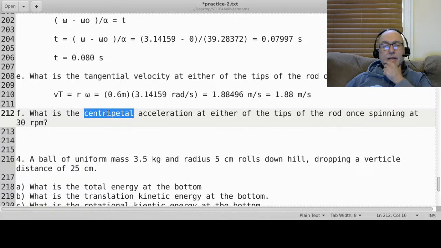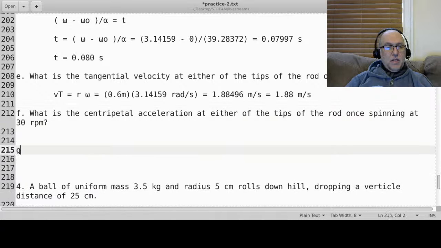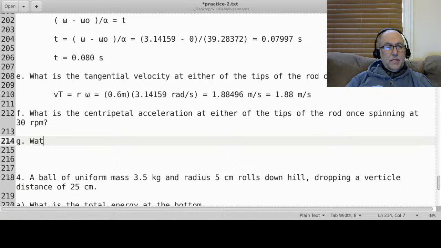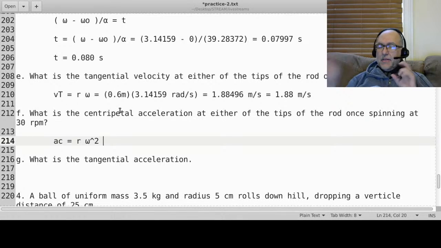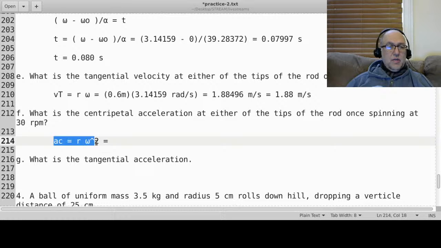Now there's two accelerations. There's the tangential acceleration, and the centripetal acceleration. It's good to do both so you don't confuse the two. So what is the centripetal acceleration? That's AC, calculated by R omega squared. So it's not actually part of that series that relates angular and linear quantities. This comes out of uniform circular motion, and I derived that earlier in the year.